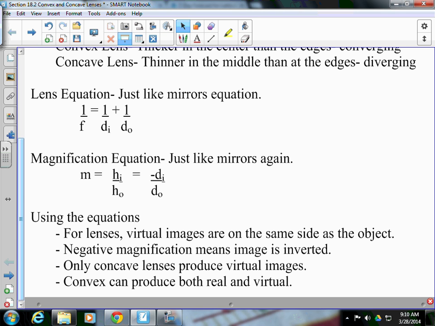This kind of summarizes what we just talked about. When we're using the equations for lenses, virtual images are on the same side as the object, so they're in front of the lens. A negative magnification or a negative height, again, means that it's just inverted. Concave lenses only produce virtual images, and convex can produce both real and virtual. We are not going to go into as much detail with the light ray diagrams as we did with mirrors, simply because you get most of the practice with mirrors and lenses don't really change too much.